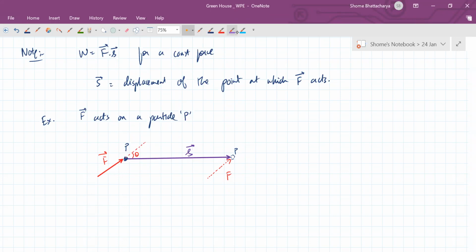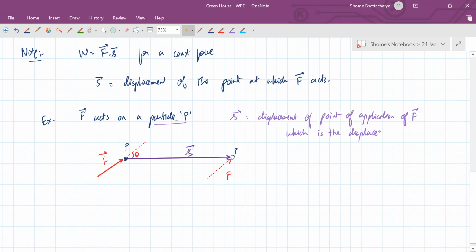So here, if you're talking about a particle, then S is the displacement of the point of application of F, which is the same as the displacement of the particle.